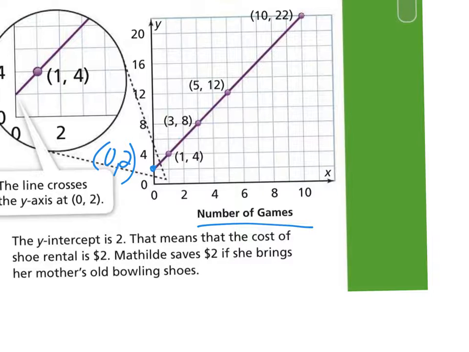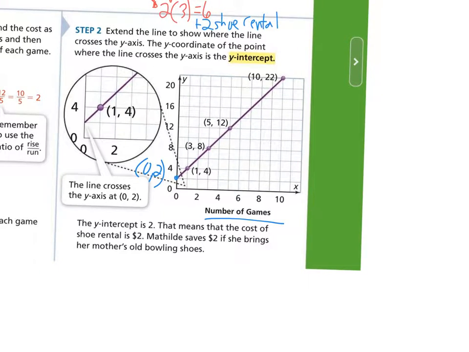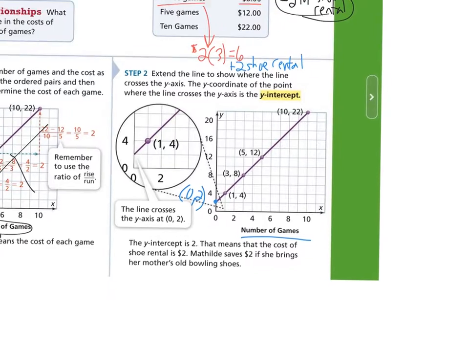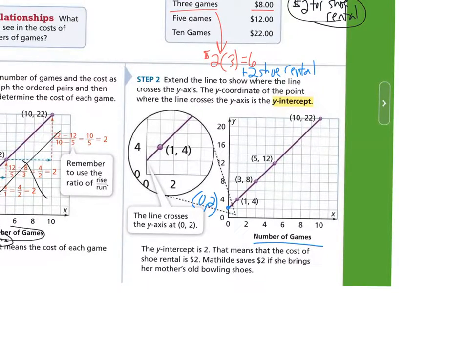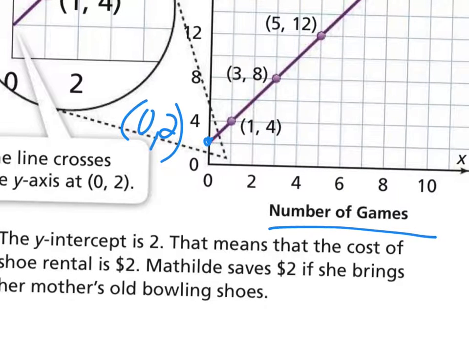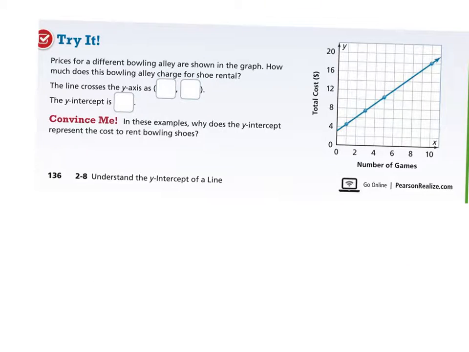So we could technically, if they'll let us break our price down, rent shoes for $2, not play any games, and just be done with our $2. Really no sense in doing that, and that point doesn't in reality make a whole lot of sense maybe, but it's an initial cost, basically, is what that amounts to.